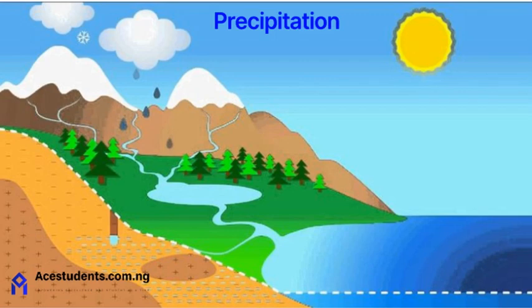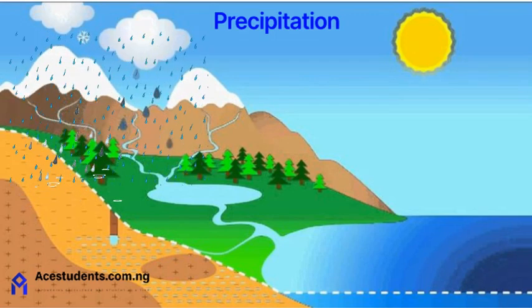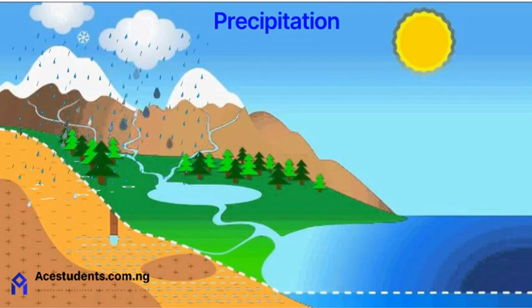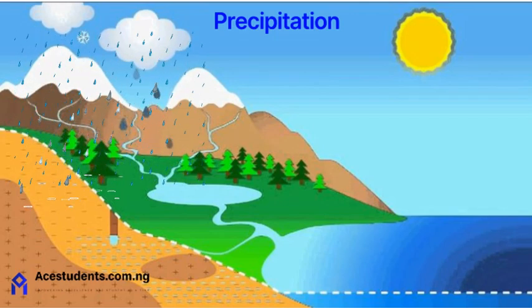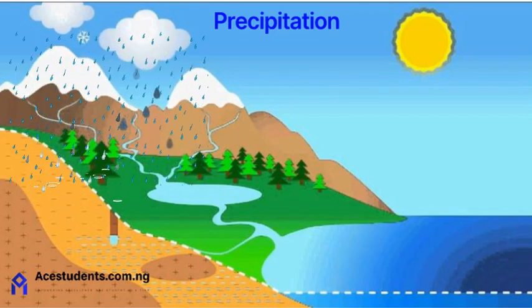When clouds become heavy with water droplets, the droplets fall back to the Earth's surface. This process is called precipitation. It can occur as rain, snow, hail, or sleet.